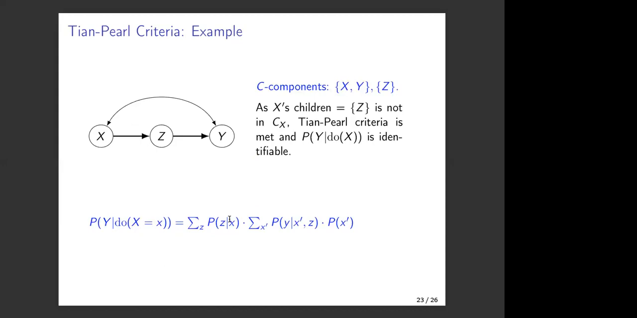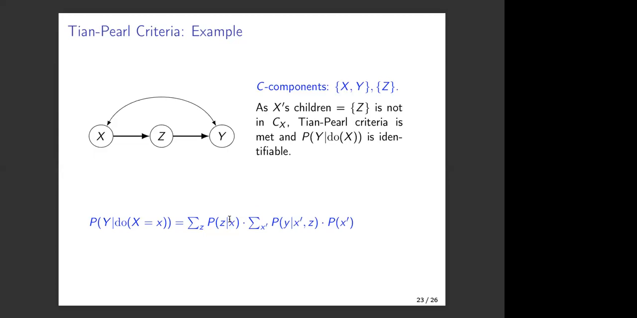Now I'm looking at the intervention of x. If I look at the intervention of x, its child is z, which is in a different C component. So it does meet the Tian-Pearl criteria, and you can use the expression given in their paper to write down this beautiful conditional probability expression for the interventional probability. Okay.